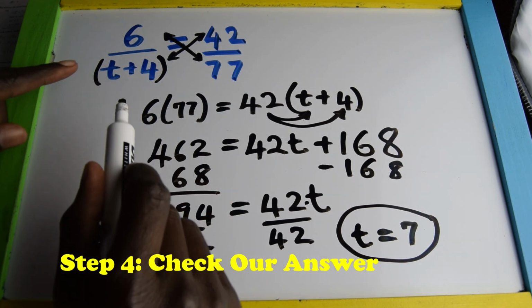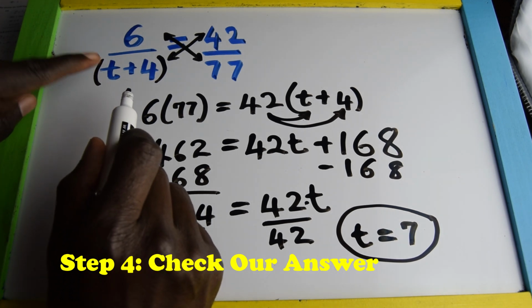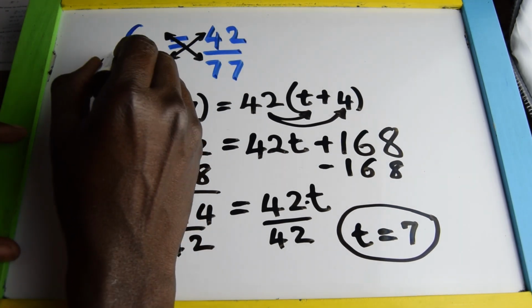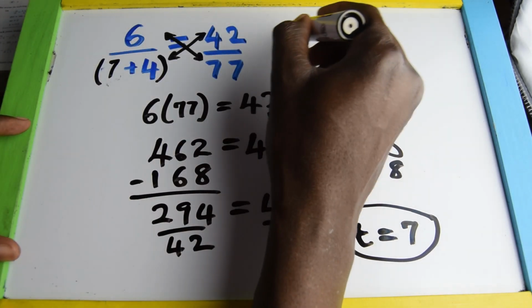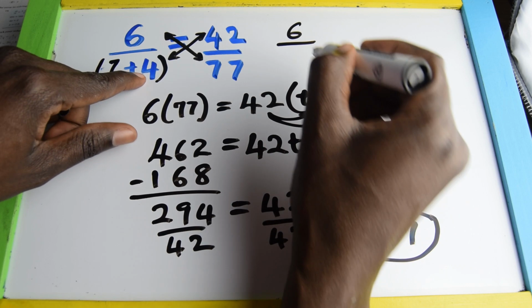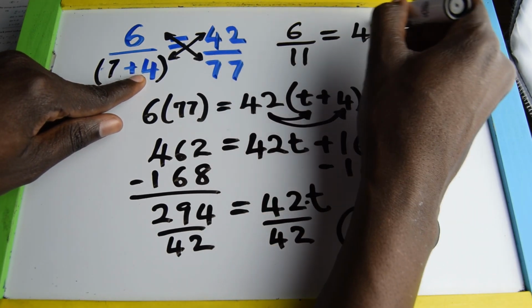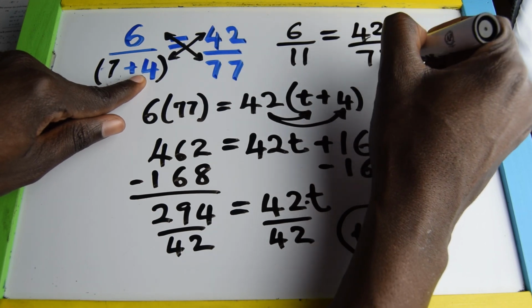Let us check our answer. Now, to check our answer, we'll plug in 7 here. So instead of t, we'll plug in 7. Now we have 6 over 7 plus 4, which is 11, will be equal to 42 over 77.